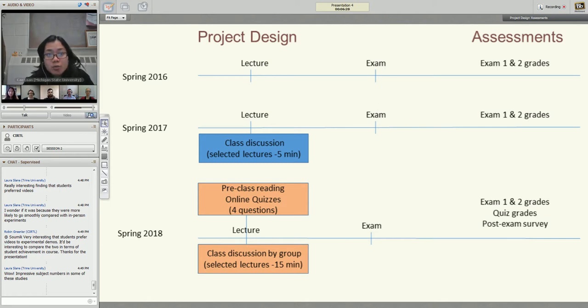Additionally, we also introduced group-based in-class activity in the existing course structure. So every 3 lectures, we brought food samples to class and divided the students into groups of 3 or 4, and then gave them a couple of questions related to the product they chose for them to discuss. And for the assessment, the scores of exam 1 and 2 were collected in 3 years. Except in 2018, the quiz scores before the lecture and the post-exam surveys were collected to evaluate the effects of the intervention.